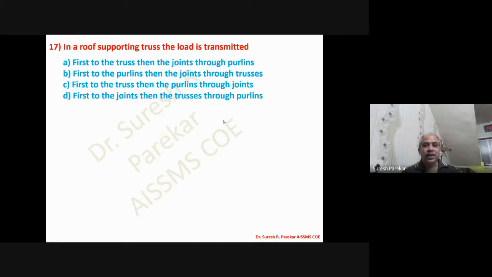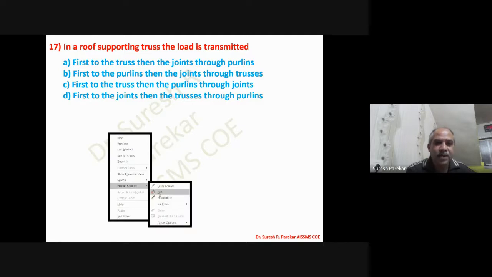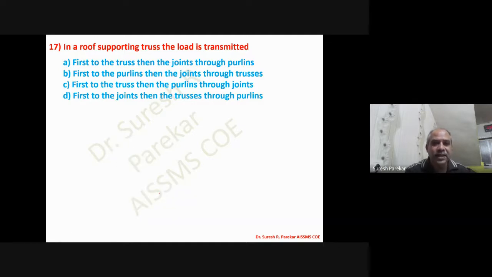In a roof supporting truss, the load is transmitted. Roofing load comes on your purlins, and from purlin we have to transfer it to the truss, to the joints through purlins. Actually the option is B here. Whatever option I have mentioned, that is the wrong one.